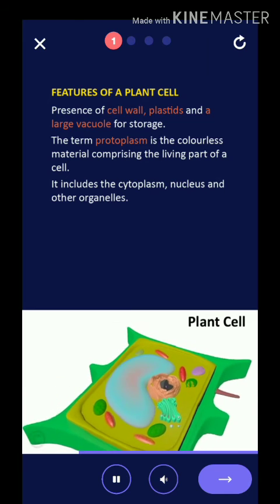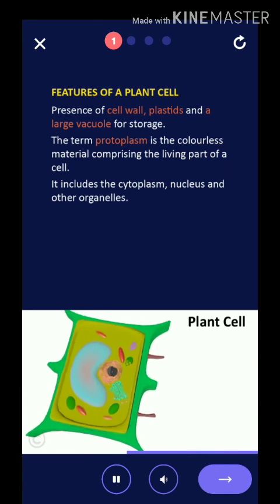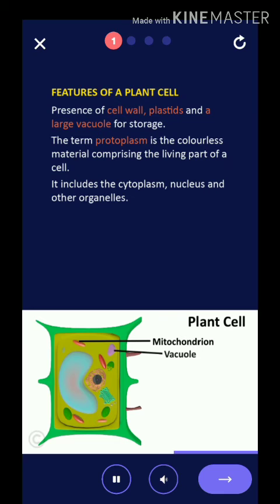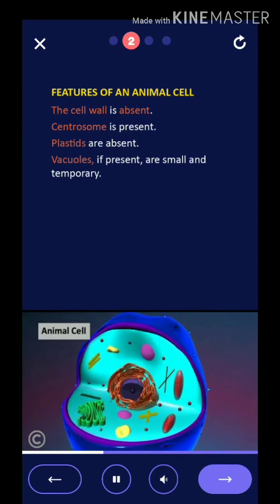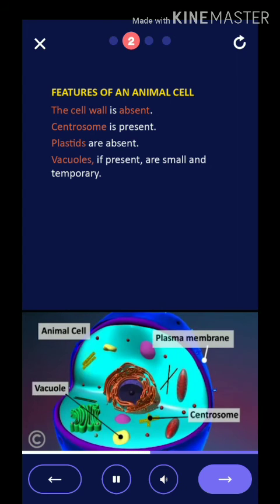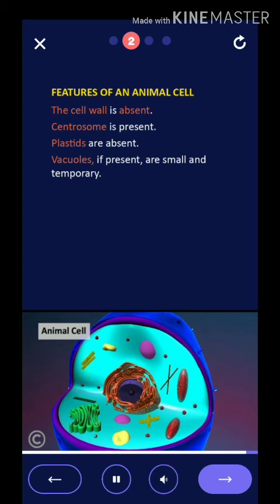Features of a plant cell are the presence of a cell wall, plastids, and a large vacuole for storage. The term protoplasm is the colorless material comprising the living part of a cell. It includes the cytoplasm, nucleus, and other organelles. Features of an animal cell: the cell wall is absent. Centrosome is present. Plastids are absent. Vacuoles, if present, are small and temporary.